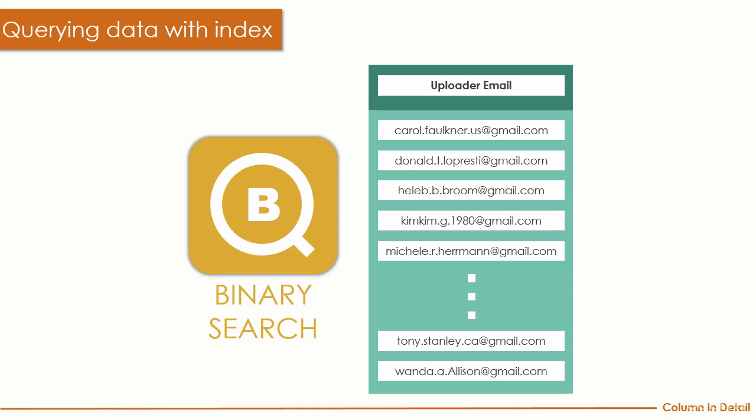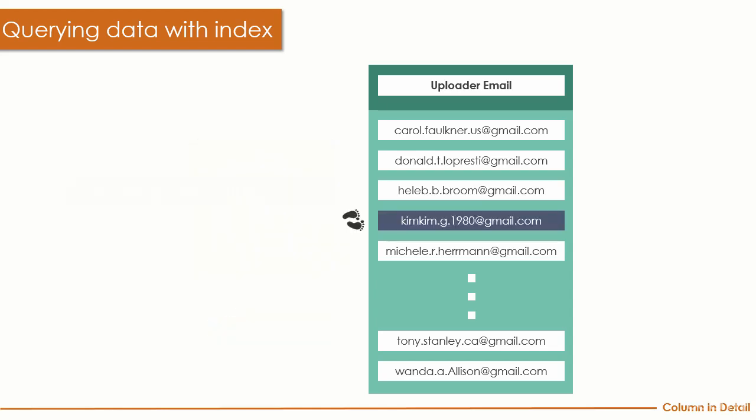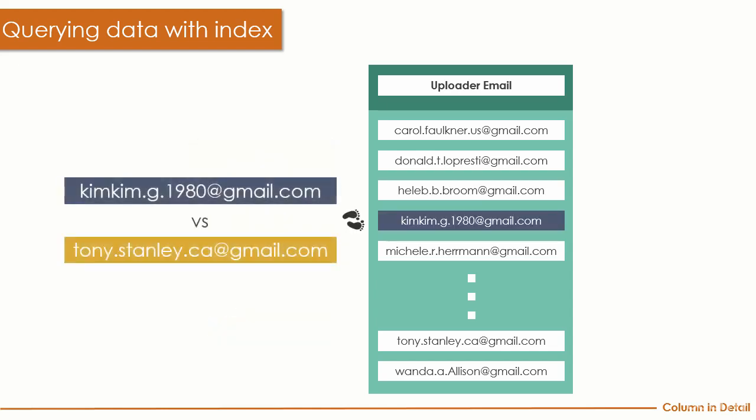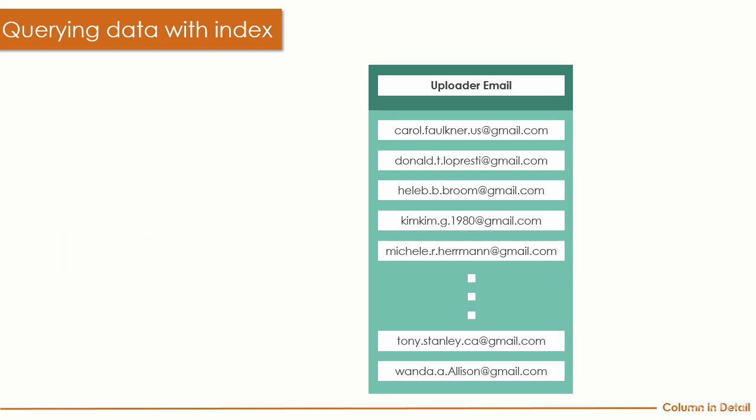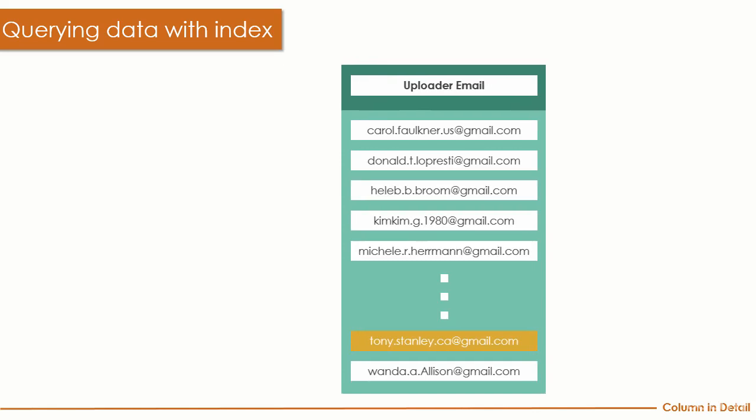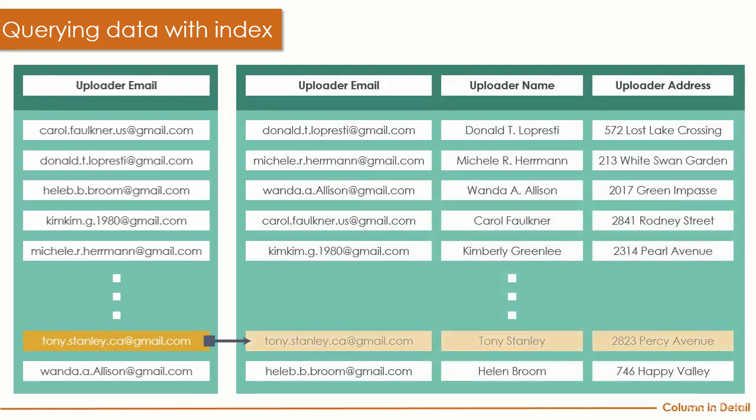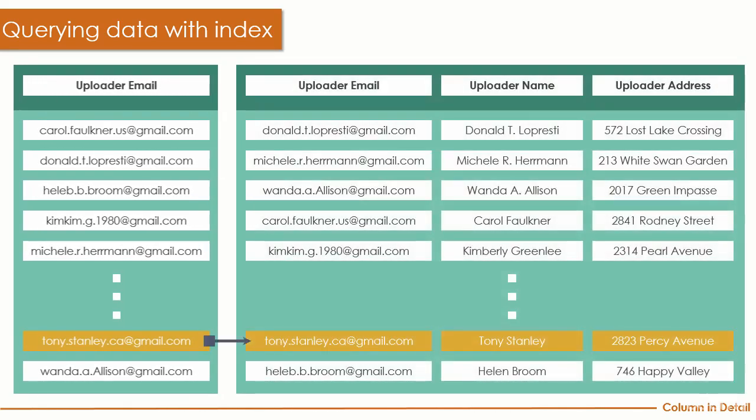And then when you want to search for a specific email address, we don't need to search from beginning to end. You just need to first find the middle one. Then you compare: is Kim bigger or smaller than Tony? After that, you go in the corresponding direction to narrow the scope. Finally, you just go through two or three steps, then you will find Tony.Stanley. Then you can link to the corresponding row of the actual data. So you see it's much faster.